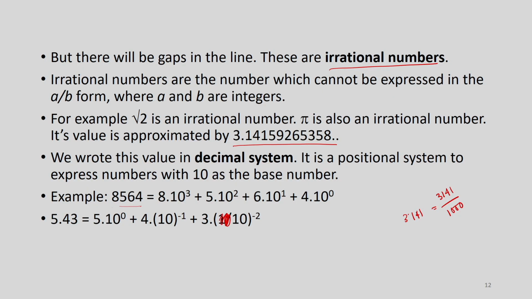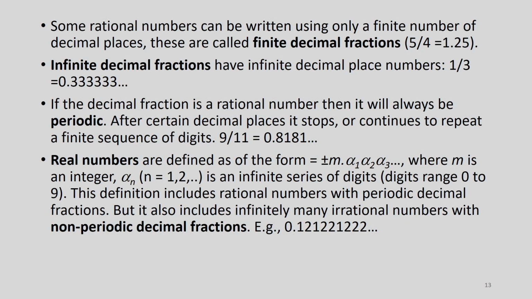So, 10 to the power minus 1 and 3 multiplied by, so this should be like this, 10 to the power minus 2, not 1 divided by 10. So, it is just simply 10 to the power minus 2. Okay, we have talked about rational numbers, we have talked about irrational numbers.